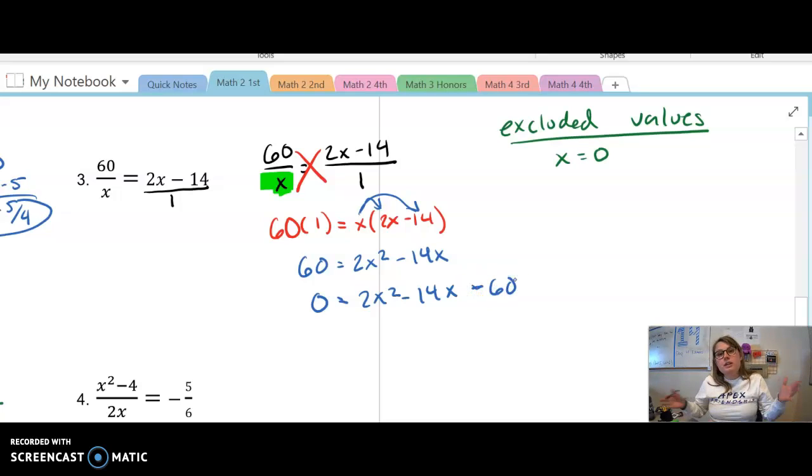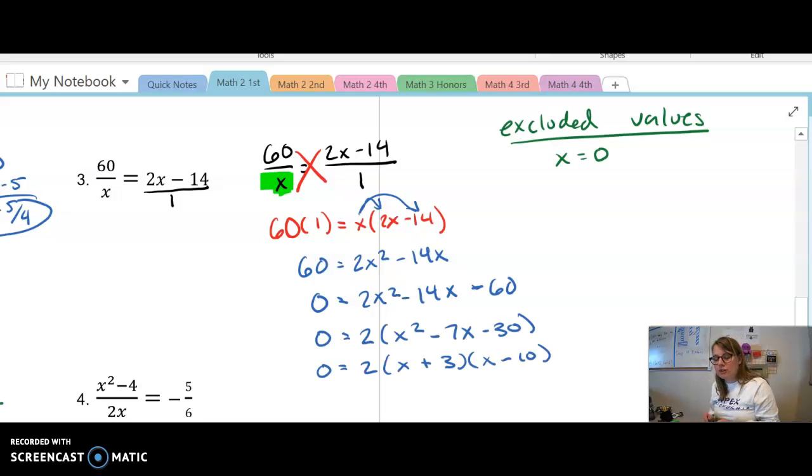Alright, so now we can factor this like normally. I want you to pause the video here and factor this quadratic. It should be a review for you, so go ahead and do it. Alright, if you factored this correctly, this is what you should have gotten. You should have seen that a GCF of 2 factored out. So now you have x squared minus 7x minus 30, and 2 factors of 30 that add to negative 7 are a positive 3 and a negative 10.